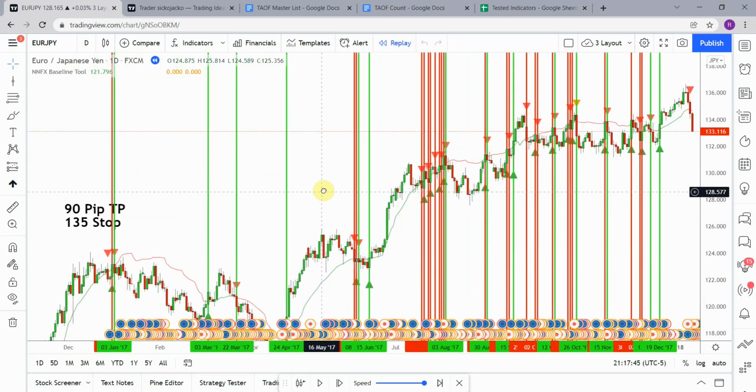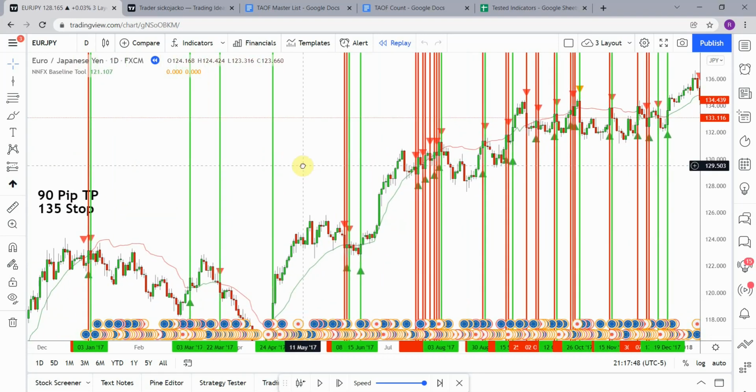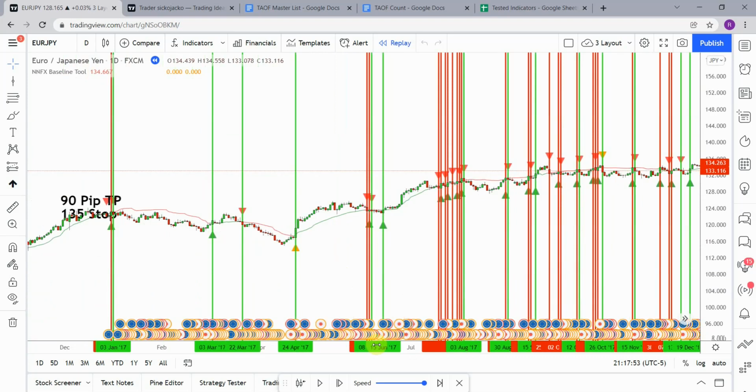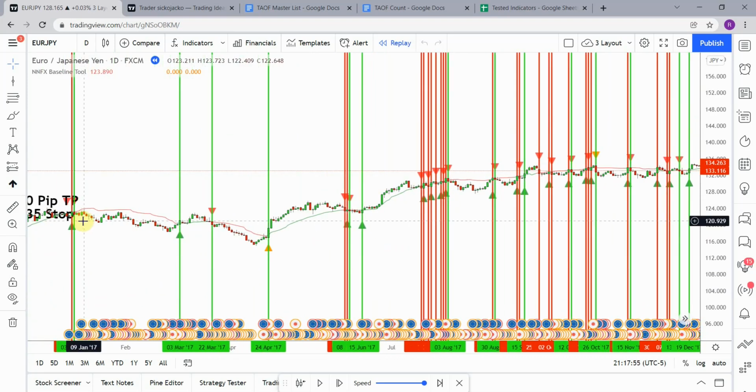All right, let's go ahead and take a look at our indicator here. There to there and there. All right, let's count these out and see what we get.